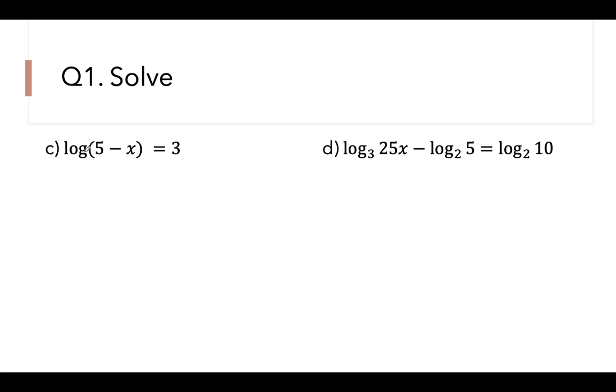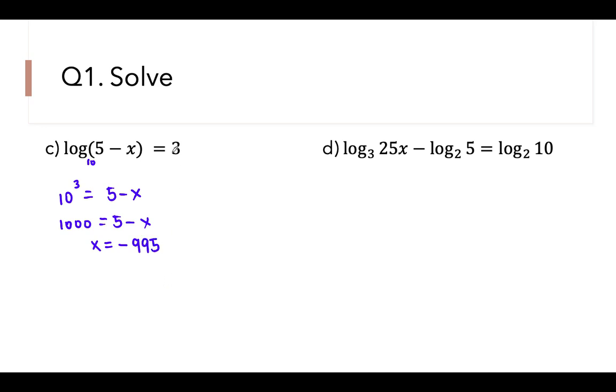Now we're given log, so there's no number for the base, so that means there's an invisible 10 here. So let's see, 10 to the power of 3 is equal to 5 minus x. So 10 to the 3 is 1000 equals 5 minus x. So x, if I bring it to the other side, is going to be negative 995.